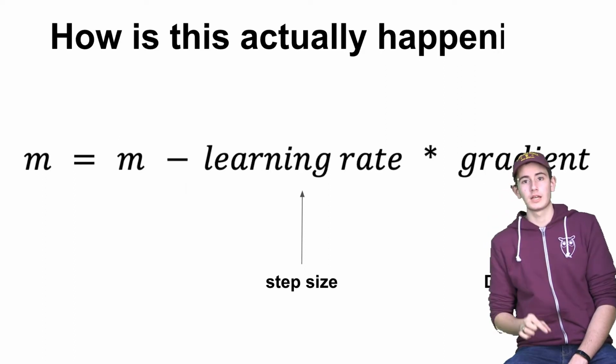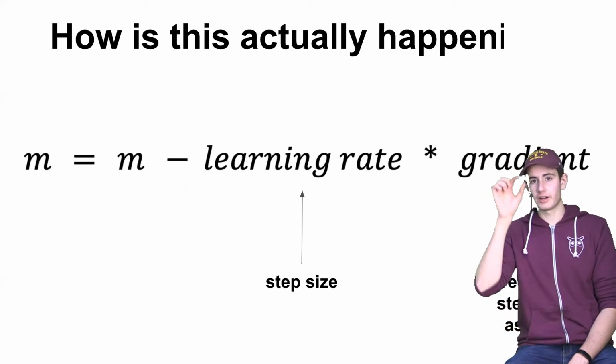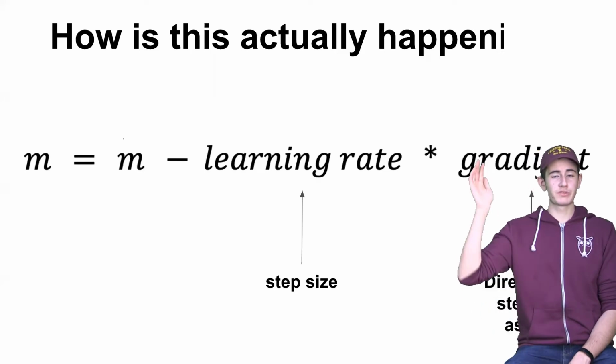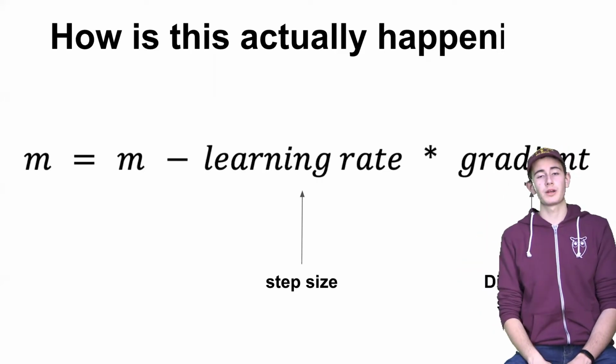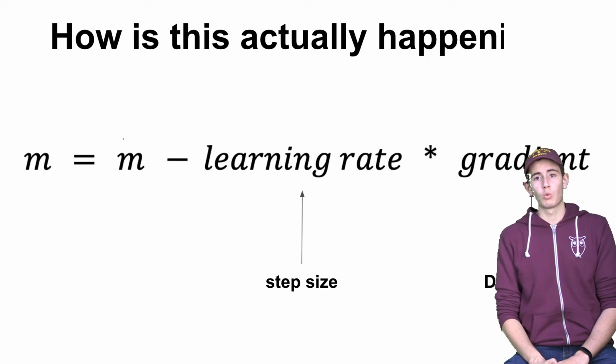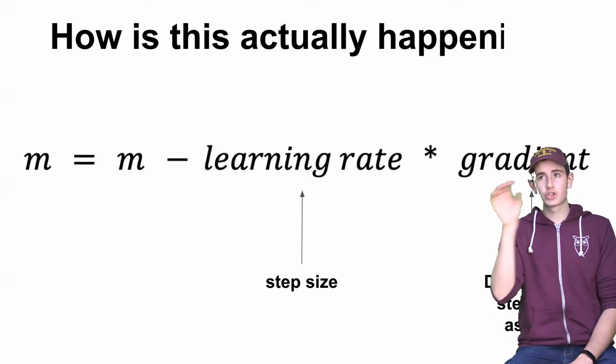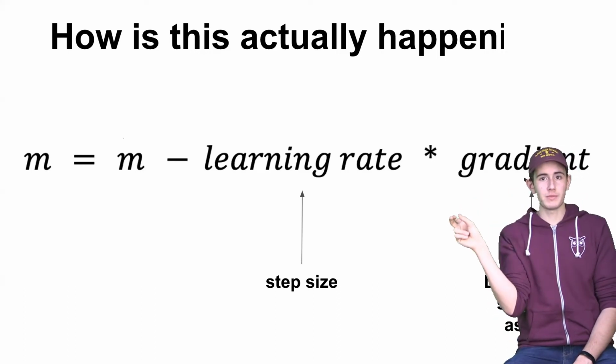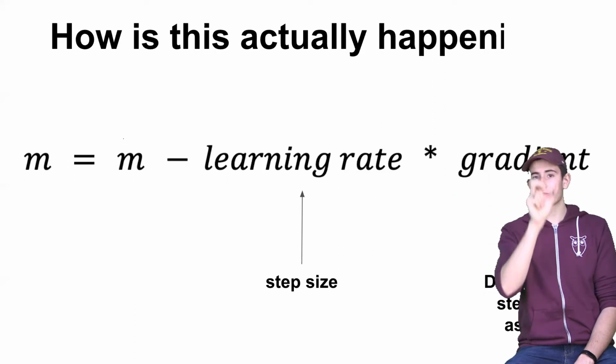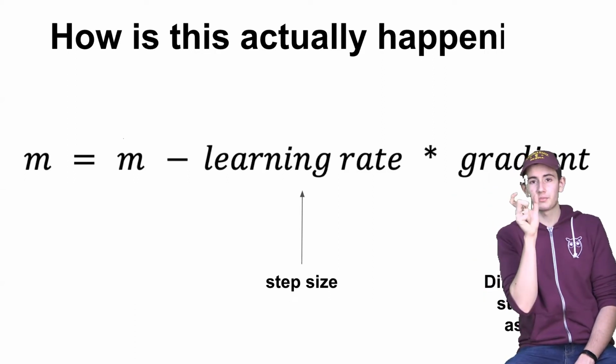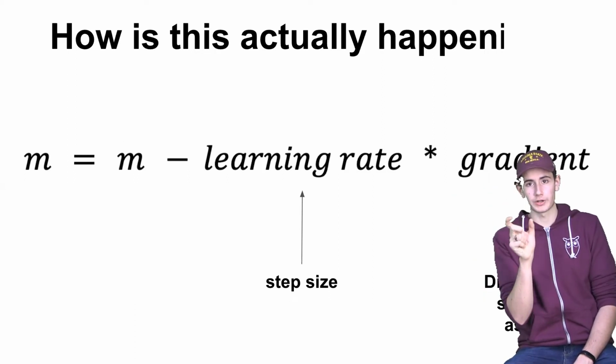So we're trying to move in that steepest descent direction at a very small rate. Now, why would we not want to move there very fast? If our learning rate was really high, this could lead to a phenomenon called overshooting, where we would be adjusting the value of our M so drastically that we wouldn't be able to find the minima. So it's important to keep a very small learning rate.